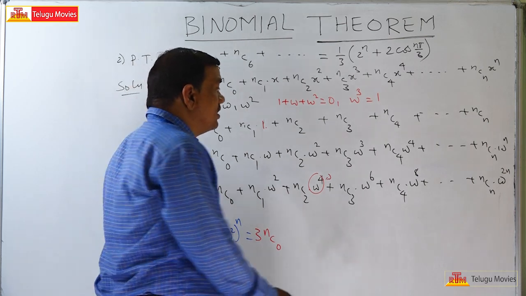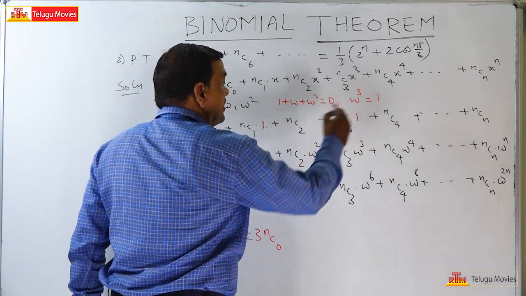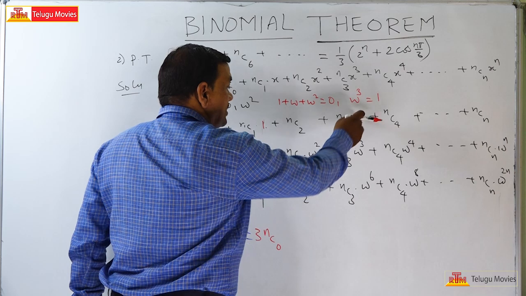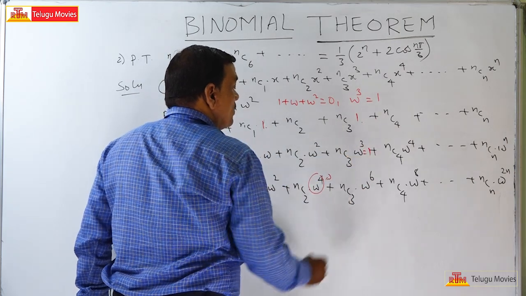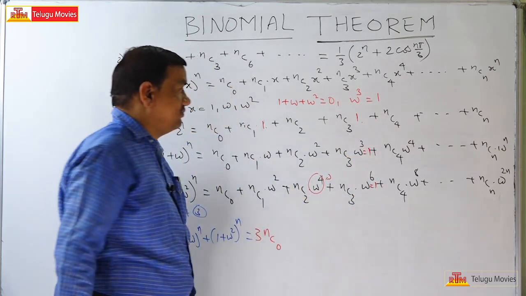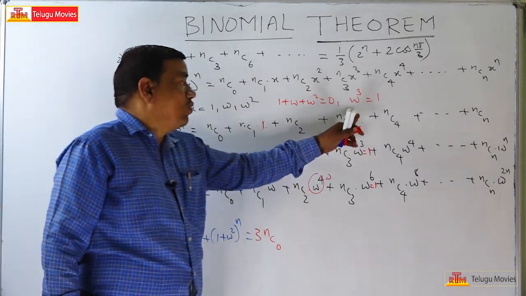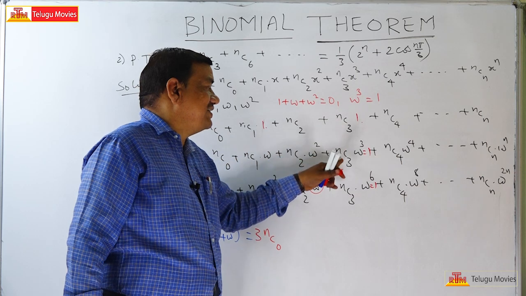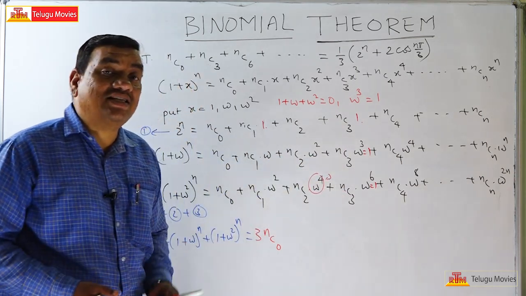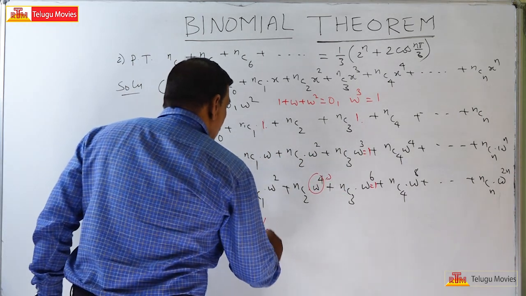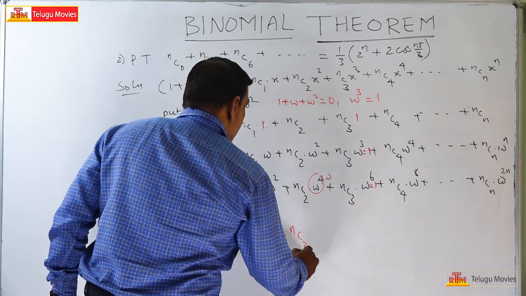Coming to the third one, nC3. Here 1 is there. Omega cube value is also 1. Omega power 6 value is also 1, since omega cube whole square is 1 square, 1. So, here 1, 1, 1. Therefore, nC3, nC3, nC3, 3 nC3 will come. Therefore, we can take 3 common from nC3.